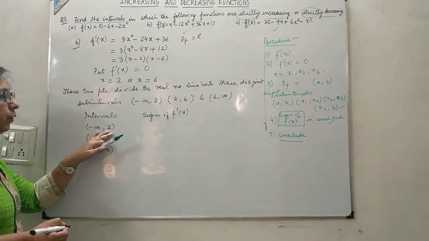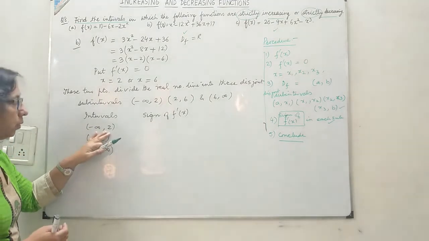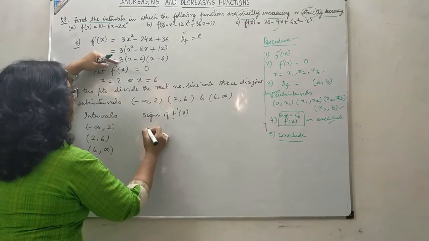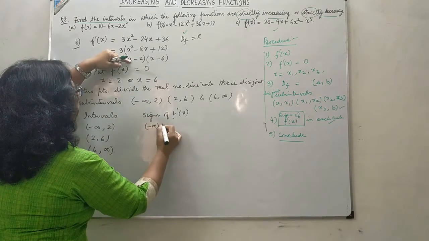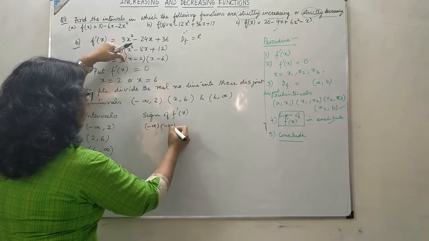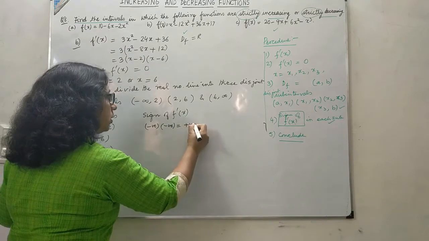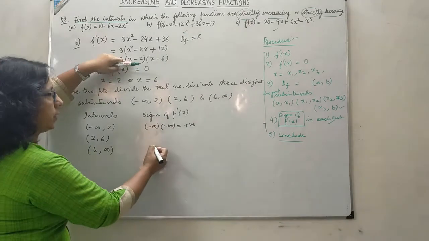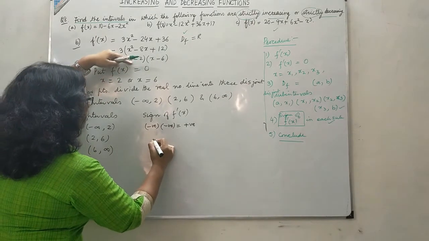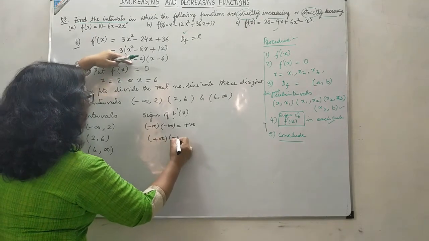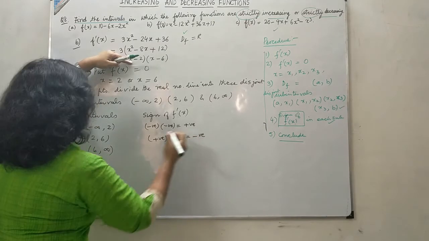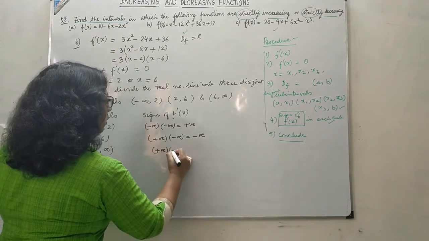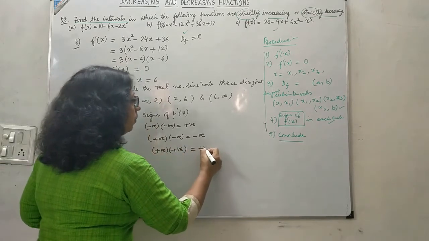Now minus infinity to 2, if I take any point, say 0, then if I substitute here, there are 2 factors. This first one will be negative and another will also be negative. If I take 0, then this is positive. The product will be positive. And in 2 to 6, if I take any point, say 3, then this will be positive. The next factor will be negative, so the product is negative. And in 6 to infinity, both the factors are positive, and so the product will be positive.